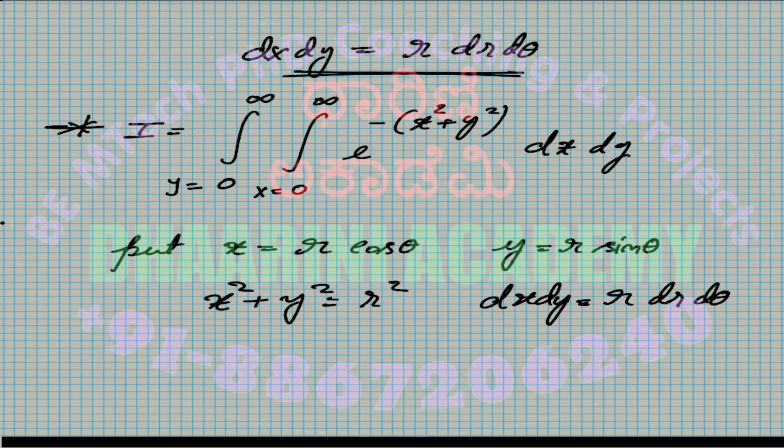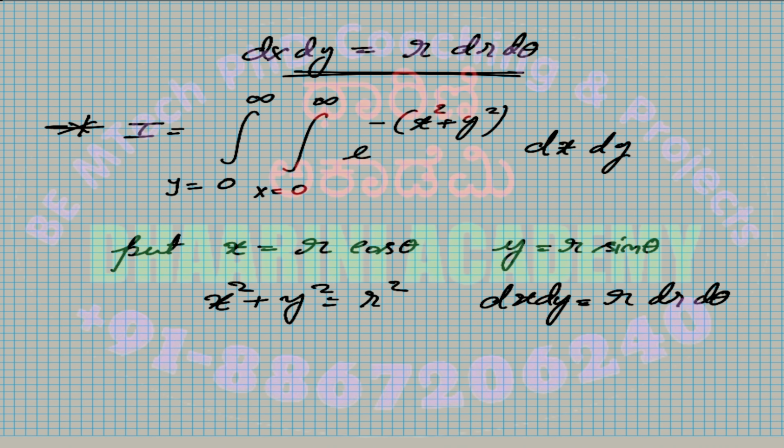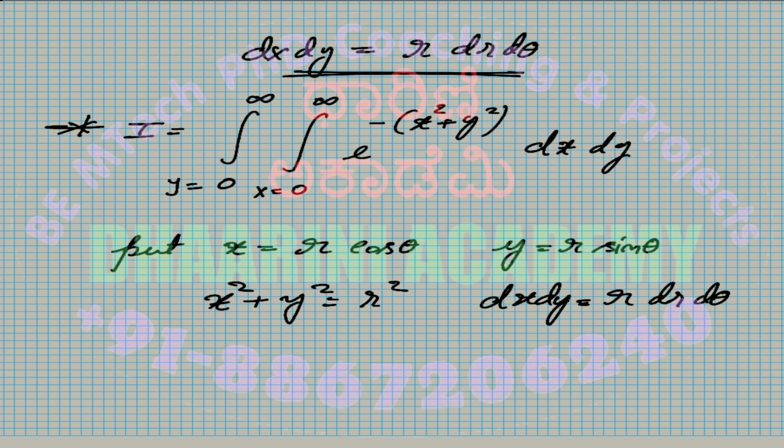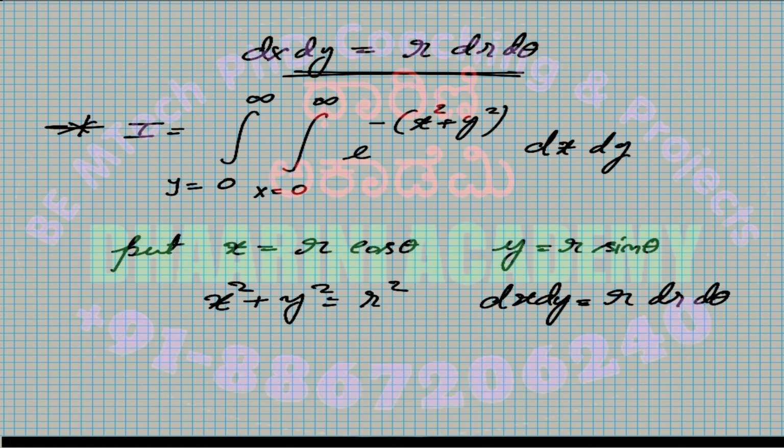As we understand, which quadrant is this? x from 0 to infinity, y from 0 to infinity. Both are positive, so it has to be the first quadrant. You are trying to cover almost every point in the first quadrant, starting from the point close to 0 till the point close to infinity. Both are being covered. That means what should be the range of r?